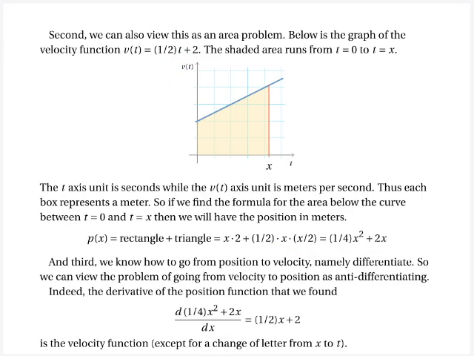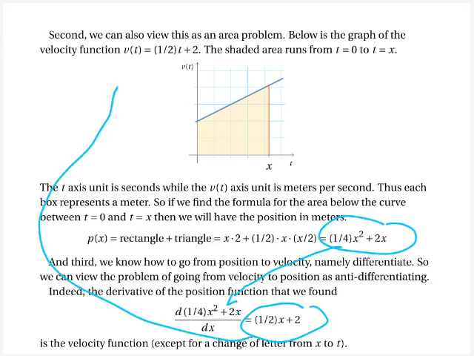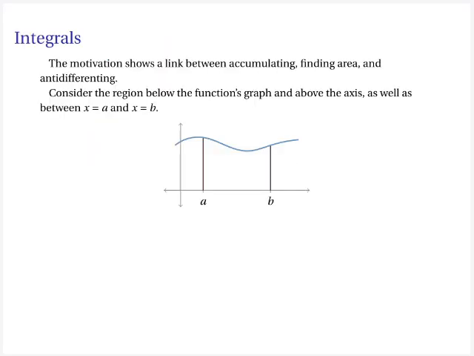Third, we already know how to go from position to velocity, namely take the derivative. So we can view the problem of going from velocity to position as antidifferentiating. Indeed, if you think about it here, the 1/4 x squared plus 2x that I just got a minute ago, if you take its derivative, you do indeed get the velocity that we started with. I know I changed the letters on you, but I really wanted to have an x there. Okay, so there's something involved going backwards. We're starting with something that we view as the derivative and going to something that we view as the thing it came from, the antiderivative.